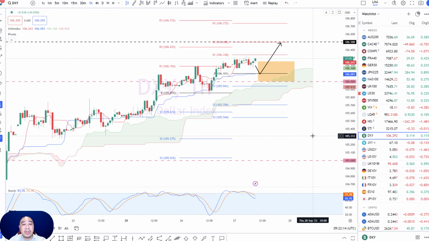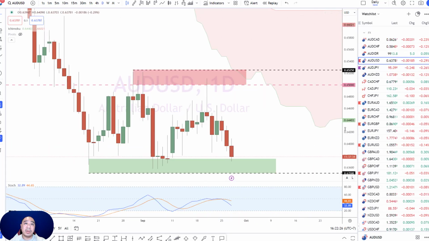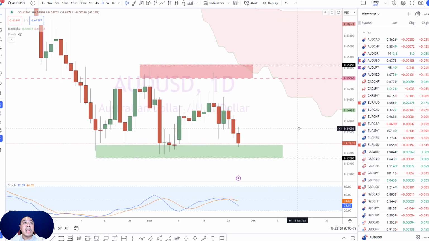So we might see a little bit of dollar weakness, but that dollar weakness that we could see intraday is likely going to be a short-term correction. Now, this is also in line with what we are looking at across all the other major currencies as well. So let's bring in the Aussie USD for a little bit. The Aussie USD is very close to that 63.50 support base.